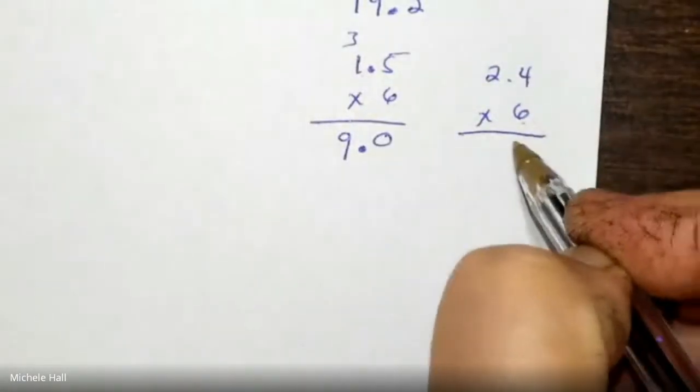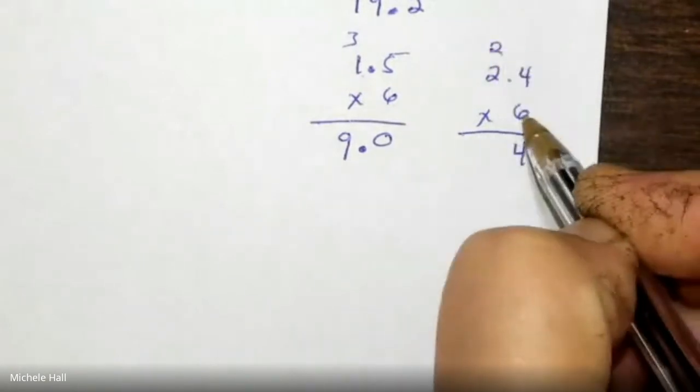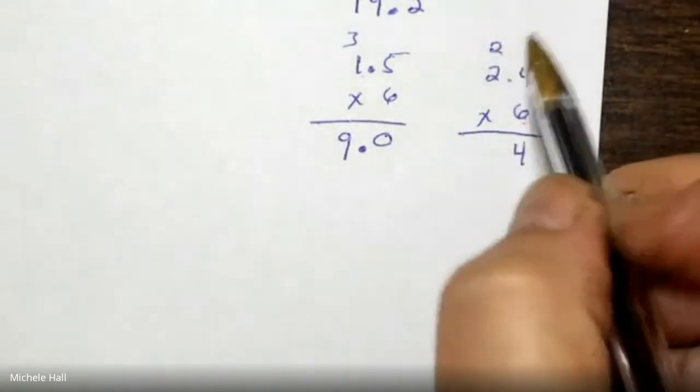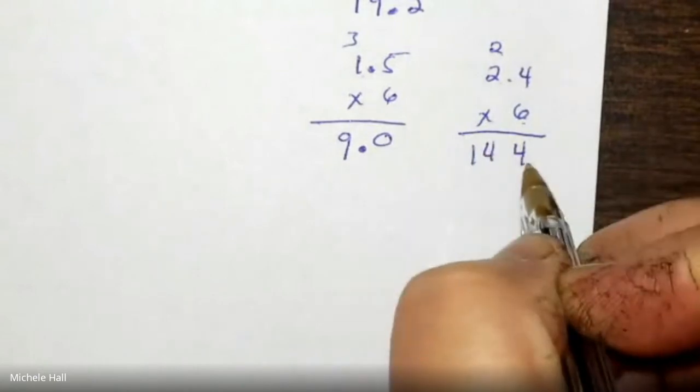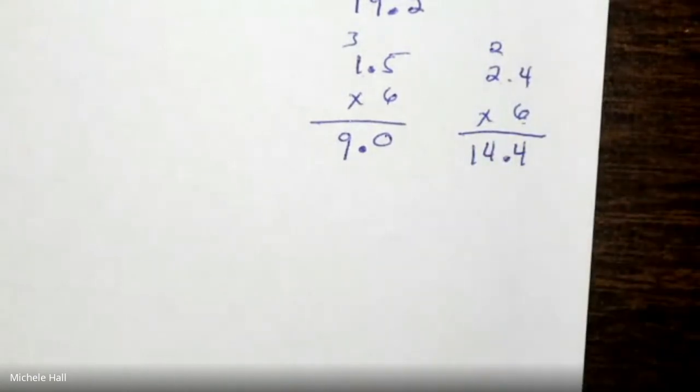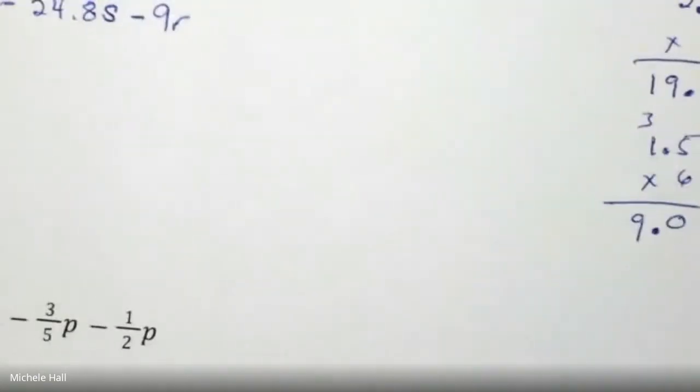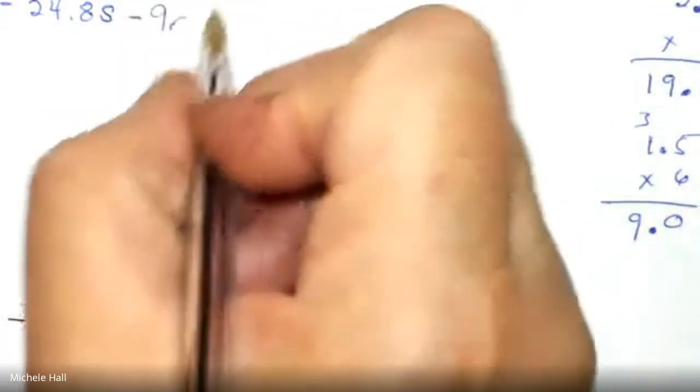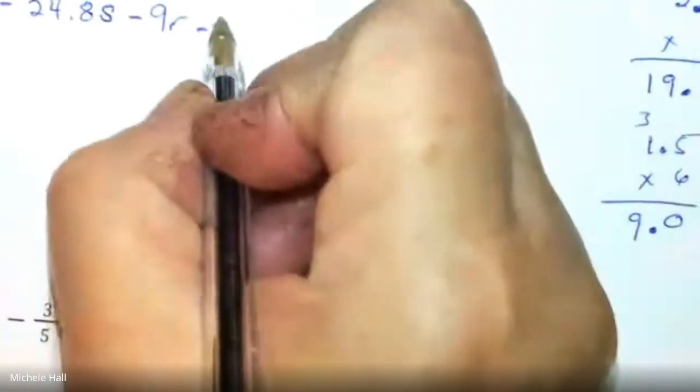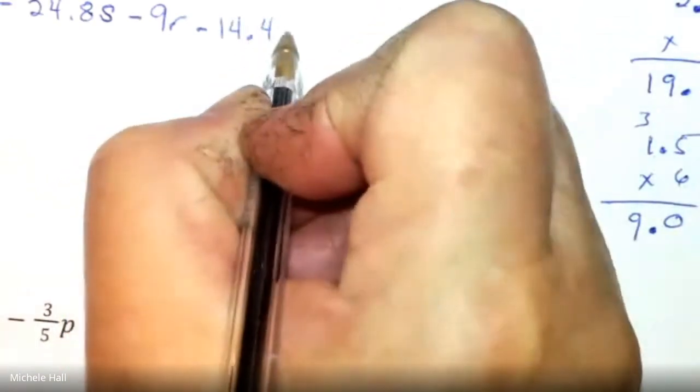And then 2.4 times 6. 6 times 4 is 24. Carry the 2. 6 times 2 is 12. Plus the 2 I carried. And there's 1 decimal place, so 14.4. S. Negative times a positive is a negative. And then 14.4 S.